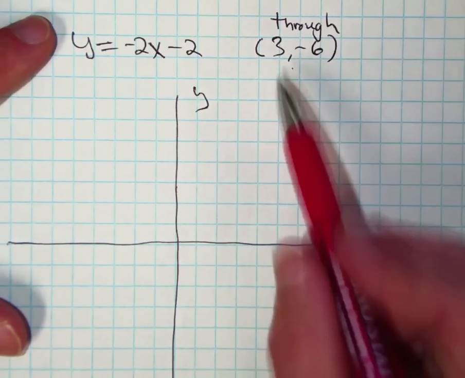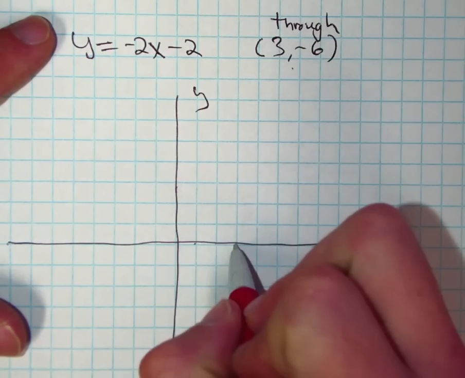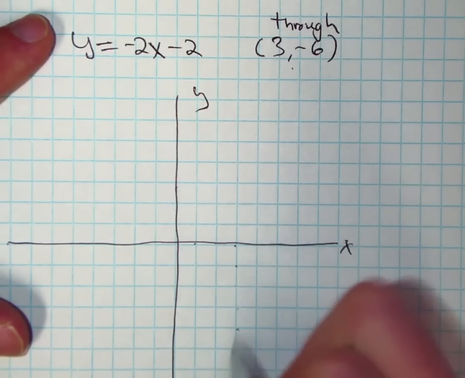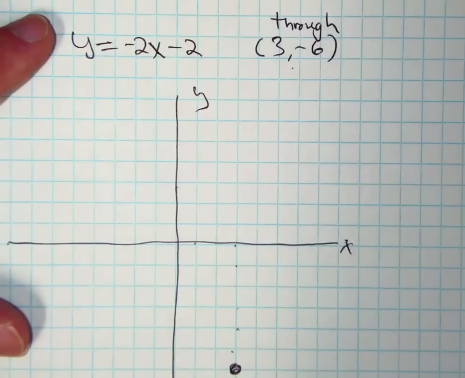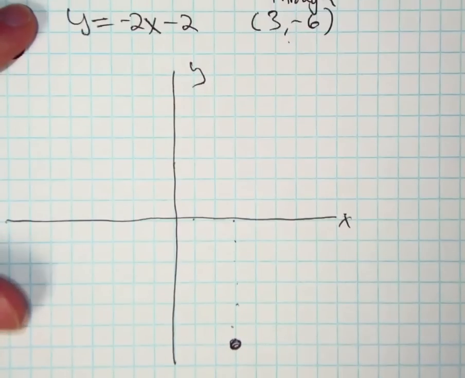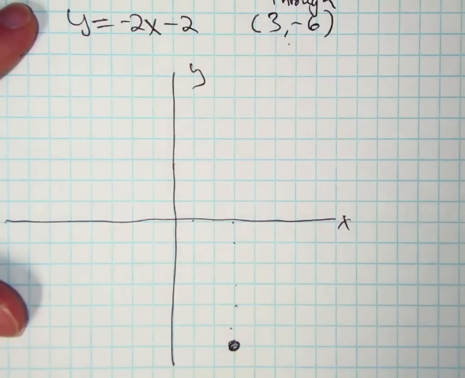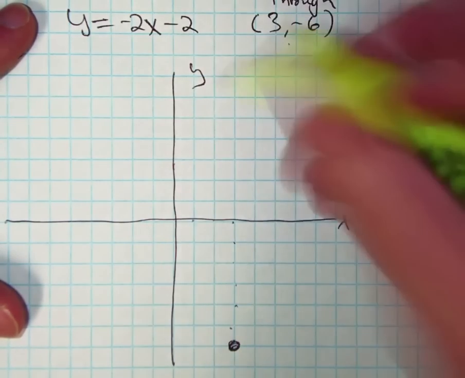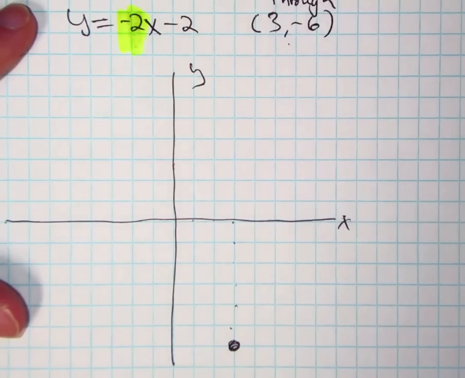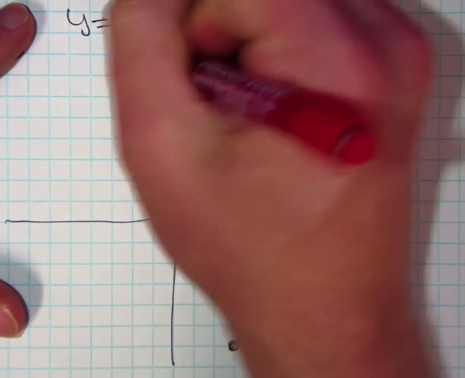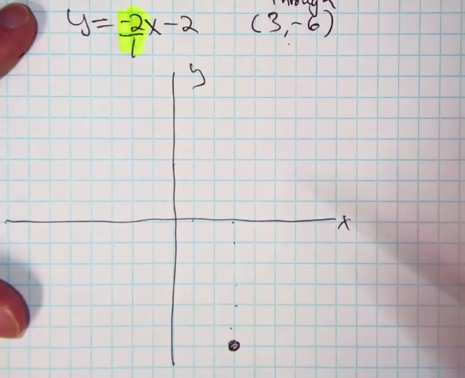Okay, well, hold on a second. Let's go plot that point. 3, 1, 2, 3, and down 6. 1, 2, 3, 4, 5, 6. There I go. I have to go through that point. And it has to be parallel to this. Well, what do I know? I know that means same slopes. So that slope right there, I need to use it. And that's really negative 2 over 1, which is down 2 and to the right 1.